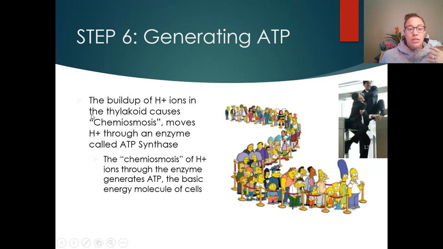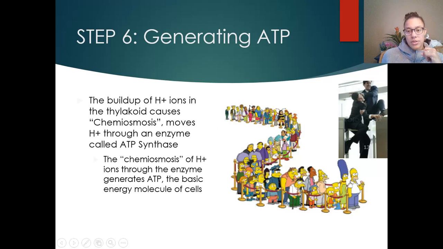So what happens during chemiosmosis is that the chemical hydrogen ions are going to move from high concentration to low concentration through this really cool molecule called an ATP synthase enzyme. And as these hydrogen ions start flowing through that ATP synthase, it's going to start generating a lot of energy, which will then be transported into a molecule known as ATP.